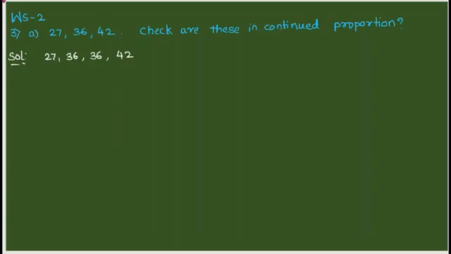Now let us check whether they are in proportion or not. So you know how to check whether they are in proportion or not. First we need to take the extremes. Product of extremes gives us 27 and 42. Multiplication of 27 and 42 we need to carry out here. So let us multiply in rough space.